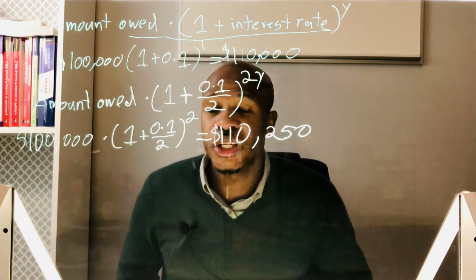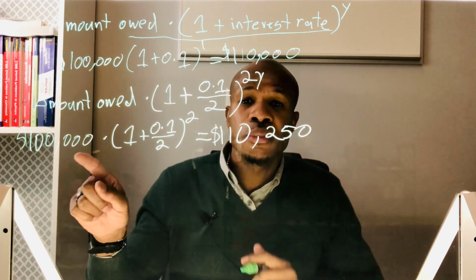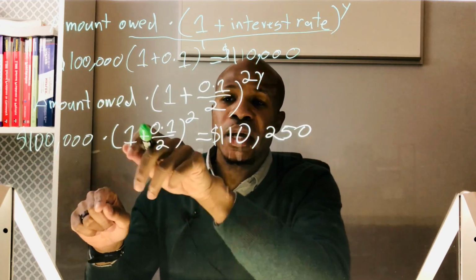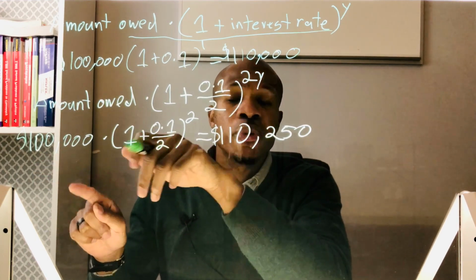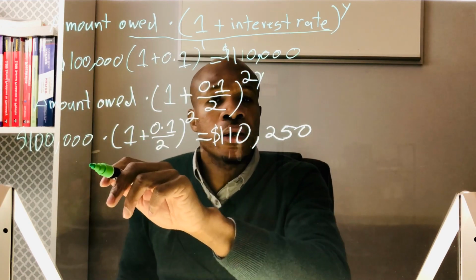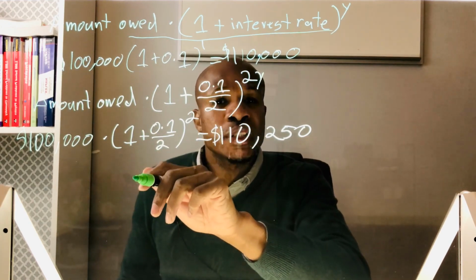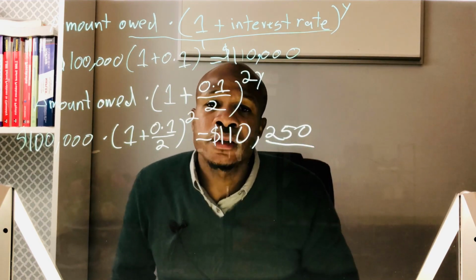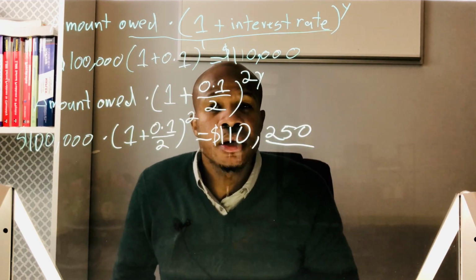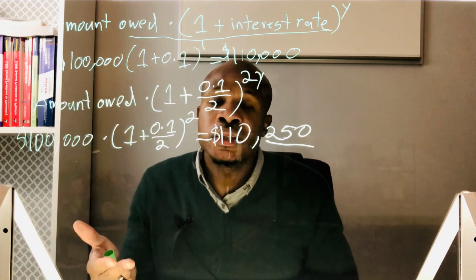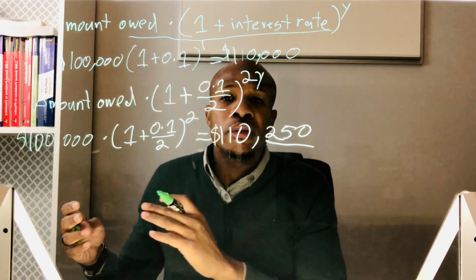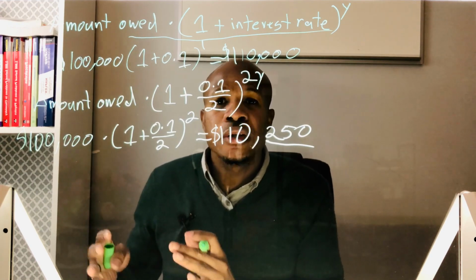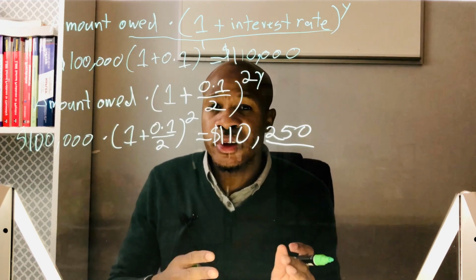You see? So if you look at that, basically you borrowed the same amount of money at the same interest rate, but because here they compounded interest twice per year, you end up owing an extra $250. And that is a lesson there: the more frequently that interest is compounded, the more money you're going to owe at the end of the year.